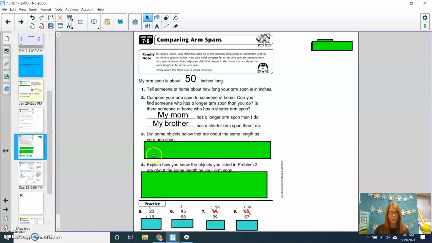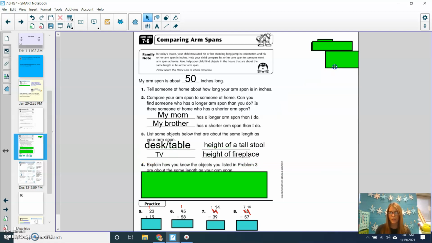All right, second graders. So hopefully you found lots of different things, but here are a few things that I found that were about the size of my arm span. So I found a table or a desk that was about the same length of my arm span. I found a TV that was about the same. I found a tall stool, and the height of that tall stool was about the same as my arm span. And then also at home, I found my fireplace was about the same as my arm span.